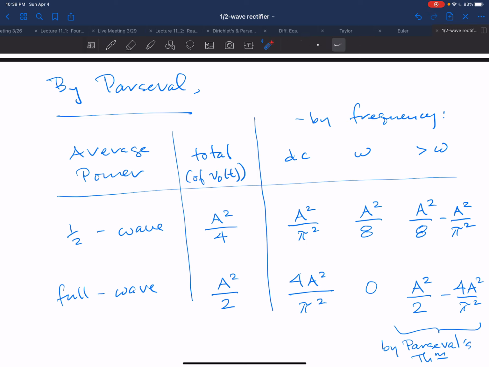So again, we see that the full-wave rectifier looks much better. We get much more power in the DC component. We don't get any power at the frequency of the input signal, only at higher frequencies. So this promises to make a much better DC power supply. All we'll have to do with this full-wave rectifier is find a way of preserving this DC component while getting rid of or greatly attenuating these sinusoidal components.